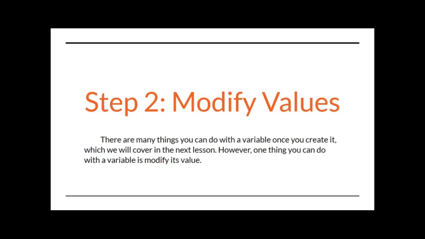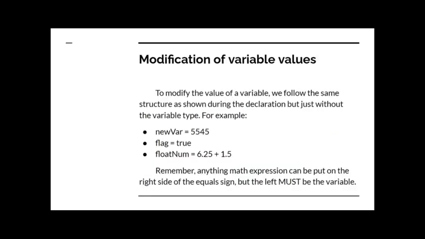Step 2, we have to modify the values. Variables aren't really important if you can't modify the values, so it's important that you know how to do that. So let's look into this. As you can see, there are different kinds of values that are appropriate for given variable types. So we can see newVar equals 5545. That is an example of an integer value, right? Because you don't have a decimal point. It's just a number.